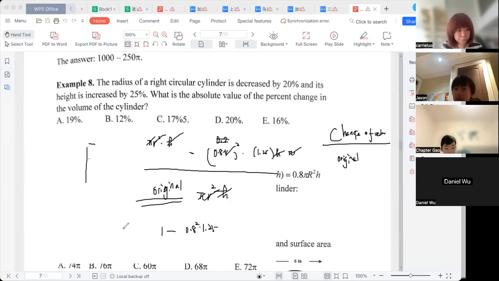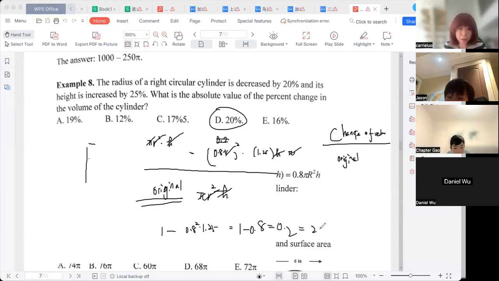Get it? Change of what? Change over the original, of the volume. Yeah, change of the volume. What is 17.5%? What would the answer be, C? No, the answer is D, because 0.8 squared times 1.25 equals 0.8. So it's 1 minus 0.8 equals 0.2, which is AKA 20%.